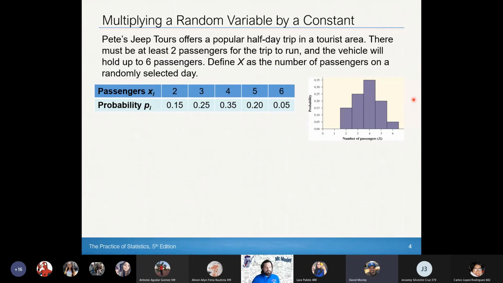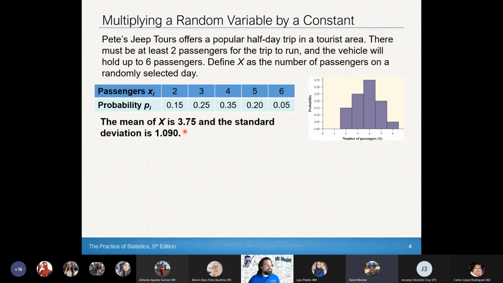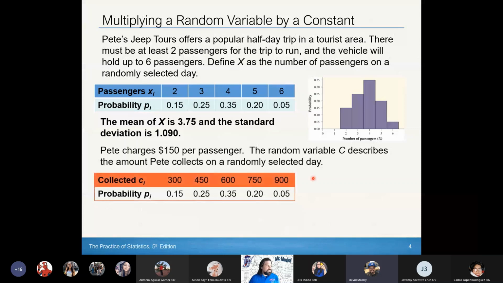And we have our histogram over here. The mean of X is 3.75 and the standard deviation is 1.090. This is some given information for our problem. Pete charges $150 per passenger. The random variable C describes the amount Pete collects on a randomly selected day. So if I have 2 passengers, I collect $300, 3, 450, 4, 600, 5, 750, 6, 900. We're just multiplying the number of passengers by $150 per passenger.